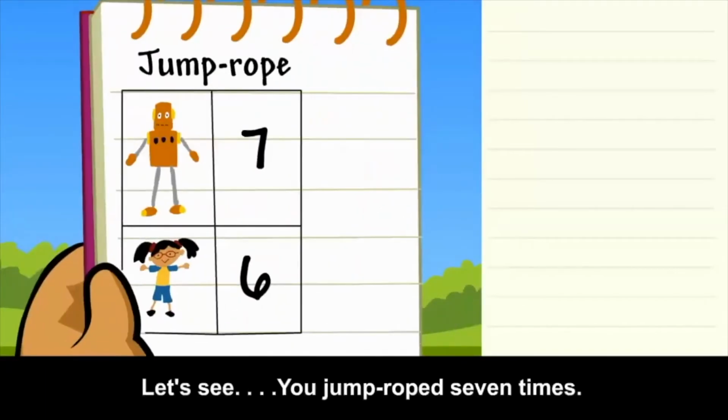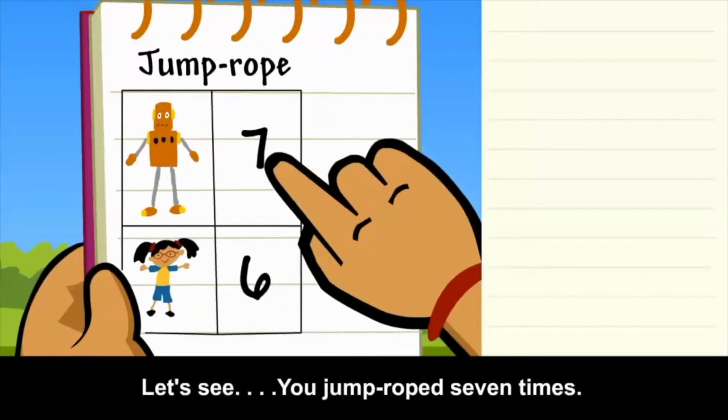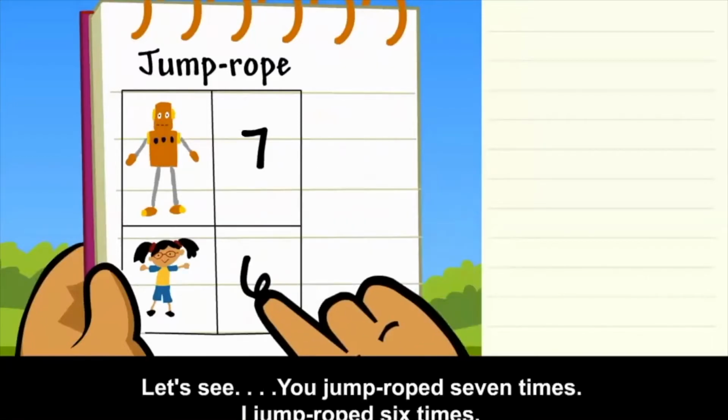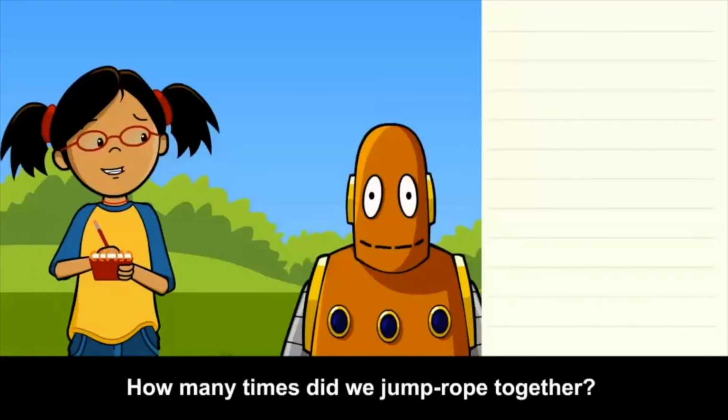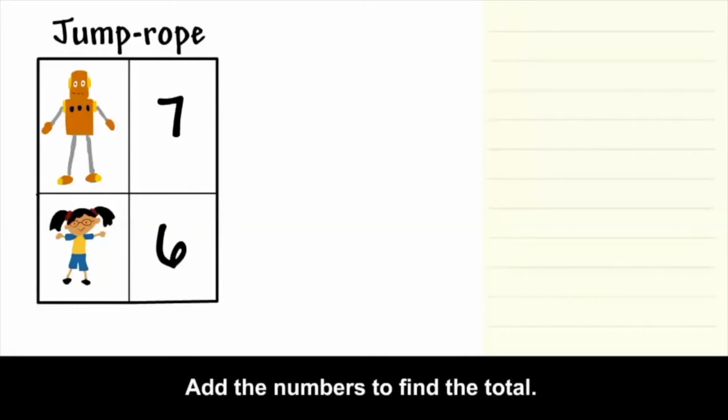Let's see. You jump roped 7 times. I jump roped 6 times. How many times did we jump rope together? Use the numbers to find the total. What is 7 plus 6?